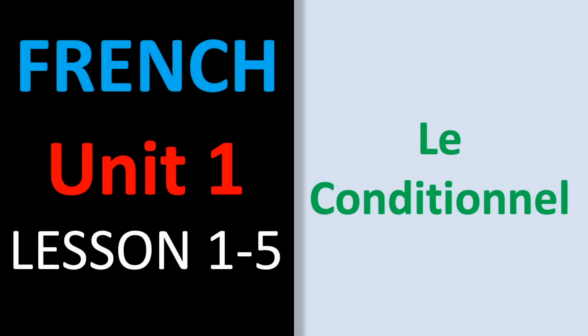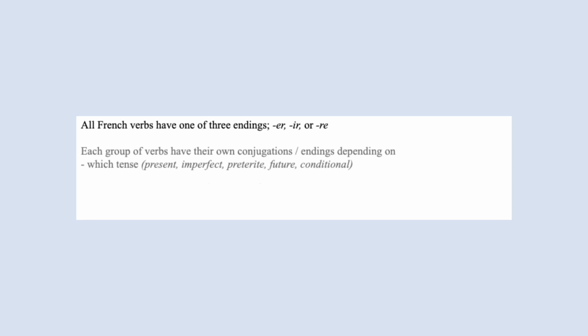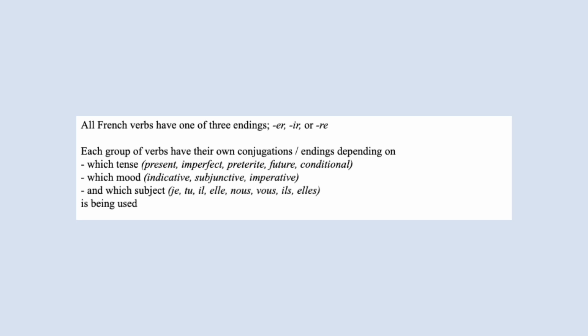This lesson covers regular French verb conjugations under the conditional. All French verbs belong to one of three verb groups, ER, IR, or RE verbs, and each group of verbs have their own conjugations, or verb endings, depending on the tense, mood, and subject being used.